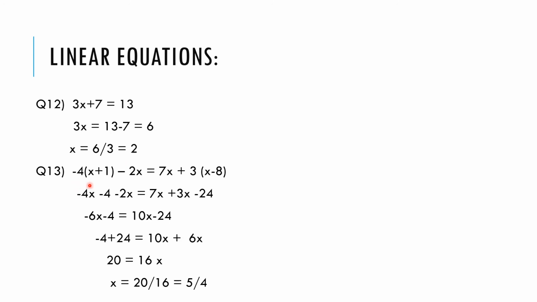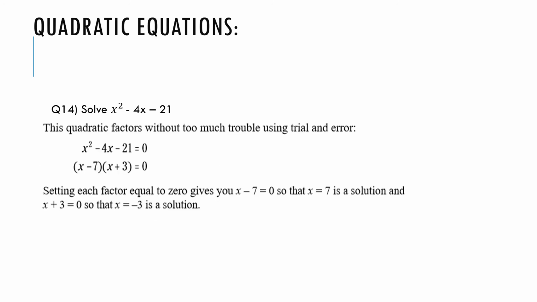Okay, minus 4 times (x plus 1) minus 2x is equal to 7x plus 3 times (x minus 8). Minus 4x minus 4 minus 2x is equal to 7x plus 3x minus 24. Minus 6x minus 4 is equal to 10x minus 24. Minus 4 plus 24 is 10x plus 6x. 20 is equal to 16x. So x is equal to 20 over 16. That turns out to be 5 by 4.